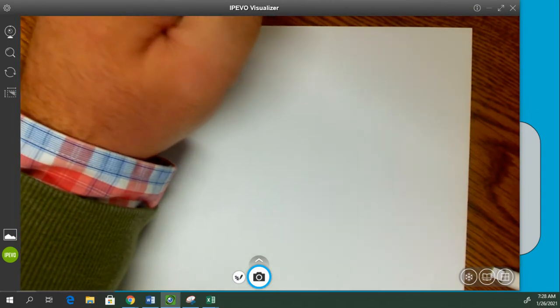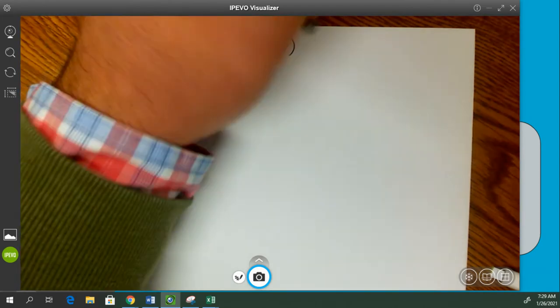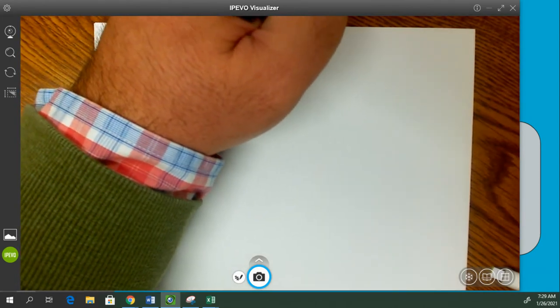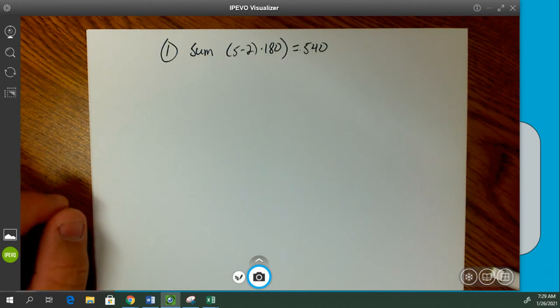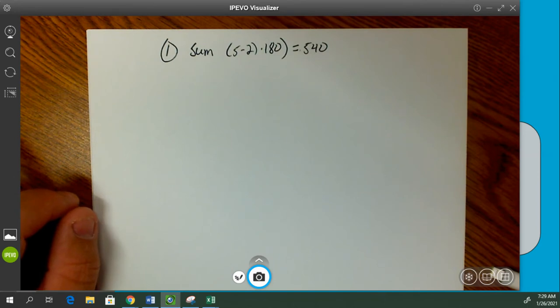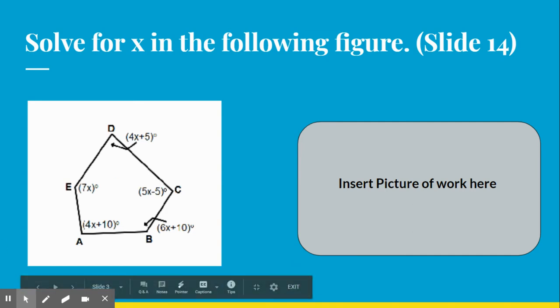Okay, I'm going to do 5 minus 2 times 180. That equals 540. Or you could just look at the table. Now step 2 says, okay, now you're going to take all of these angles, add them together, and set them equal to that sum.